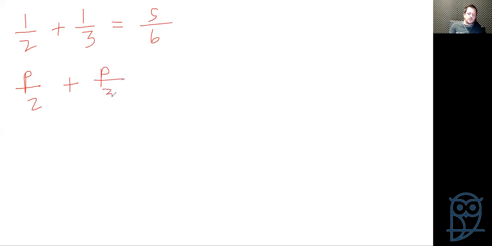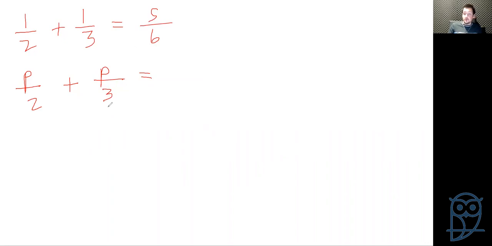So let's have a look at something like this. I gave you a half plus a third, and that equaled 5/6. If I now give you p/2 plus, let's keep this simple, p/3, and I say to you, add them together, then what are we going to do?